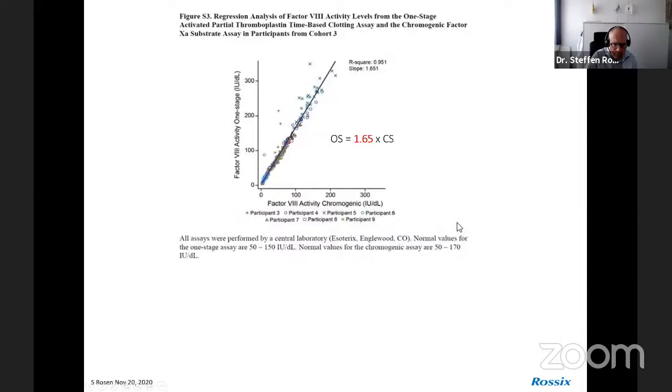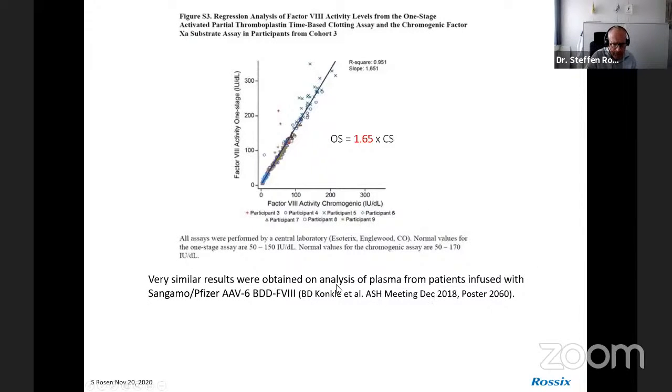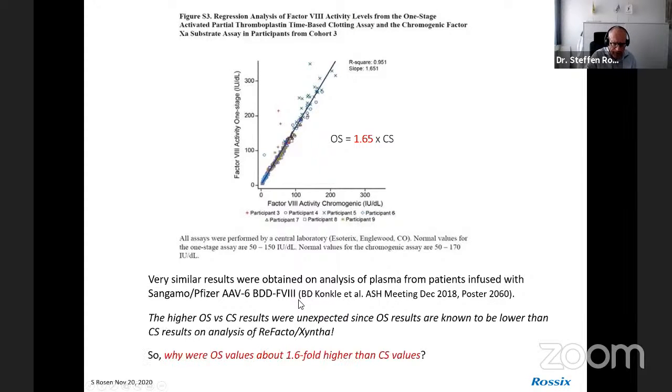And this was also obtained, with a very similar result, on analysis of plasma from patients receiving the Sangamo Pfizer AAV6 BDD factor 8. And it was quite confusing because mostly one-stage results are known to be lower than chromogenic results on analysis of affected patients. So why were the one-stage values about 1.6-fold higher than the chromogenic results?